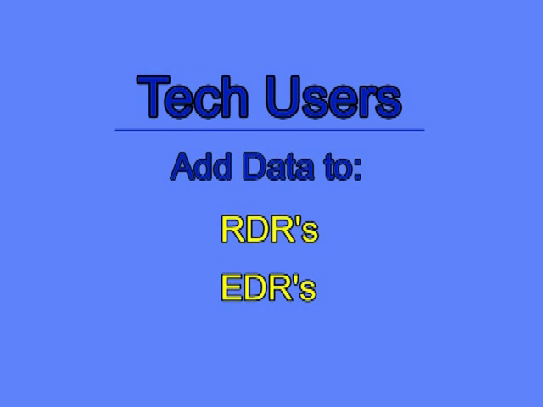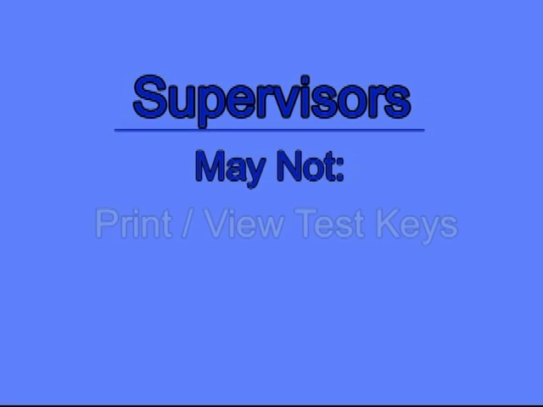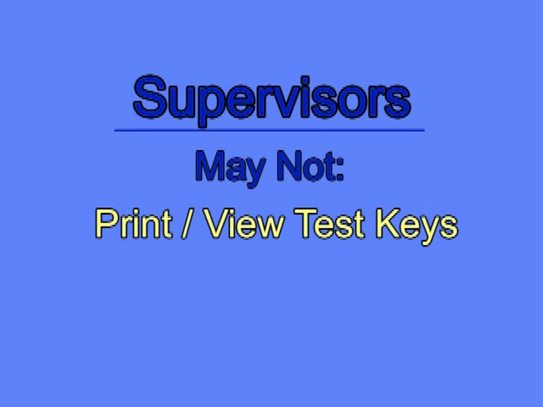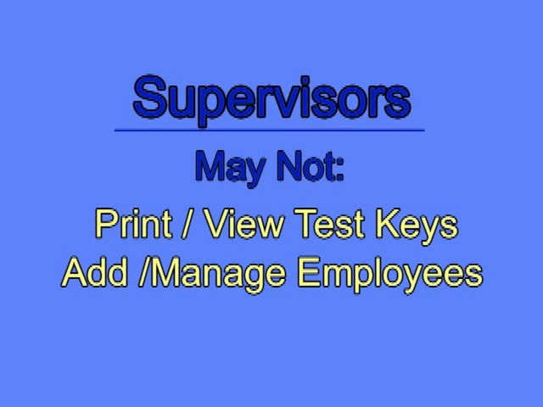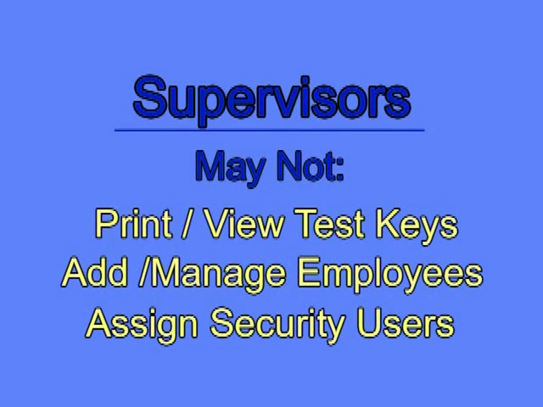Tech users may only add data to room and equipment data records. Supervisors have many of the capabilities of the administrator. However, they may not print or view test keys, add or manage employees, or assign security users. You may assign administrator capabilities to any employee you desire. However, you should take great care in allowing this level of access to the DMS.